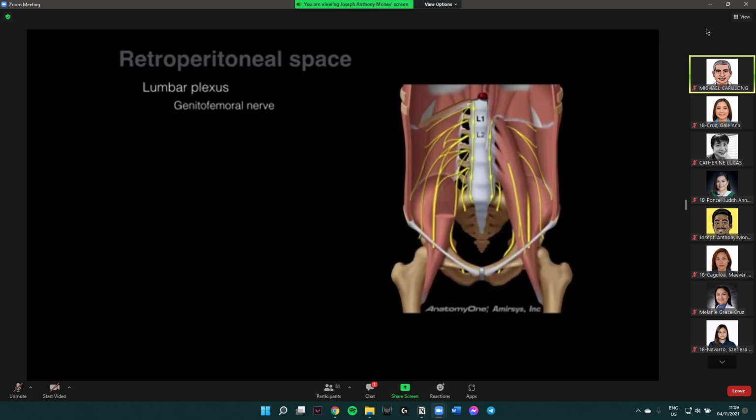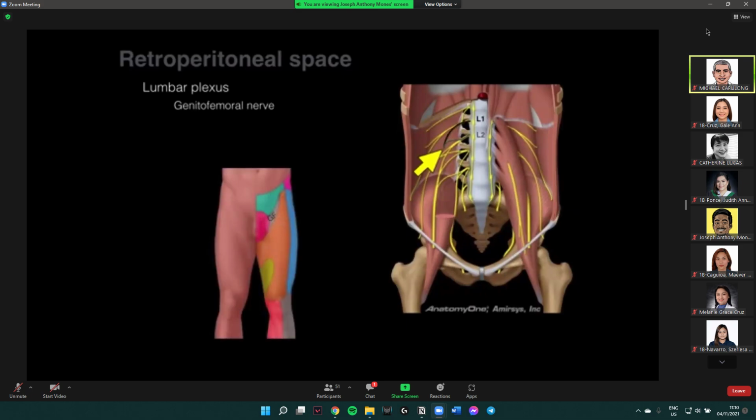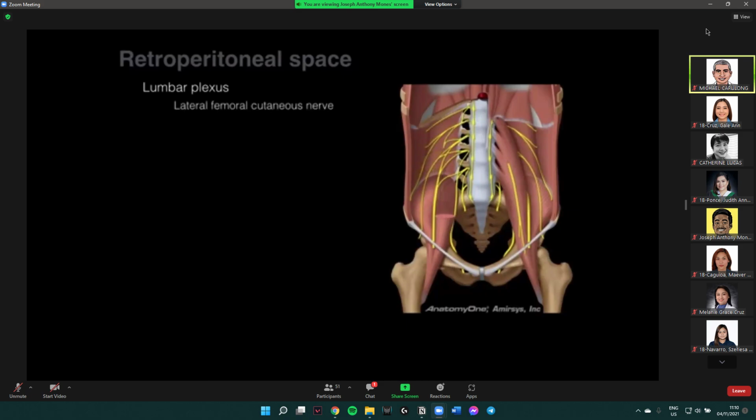Next, we have our genitofemoral nerve. And so there's L1, and there's the L2 vertebra, and black is showing the contributions from both the L1 and L2 ventral rami to form the genitofemoral nerve right there. And the genitofemoral nerve is shown there in that gray area of the cutaneous distribution, and it also innervates muscles of the body wall.